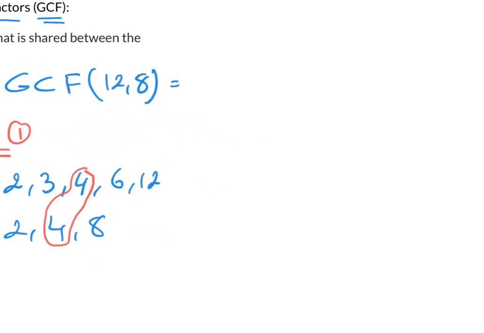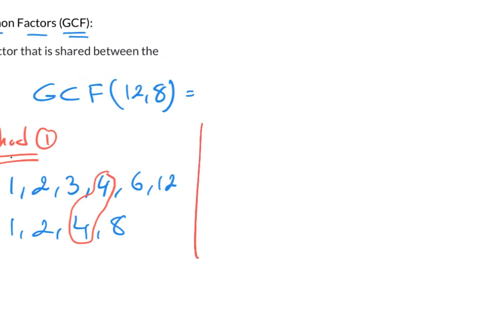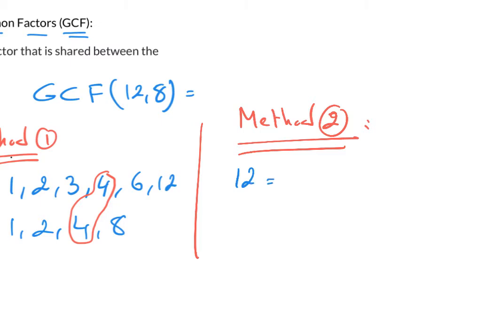For method number 2, which is the one I prefer, especially if you know the big factors of numbers, let's suppose I have 12. We know that 12 is 4 times 3. And we know that 8 is 4 times 2. Obviously, the greatest common factor is going to be the greatest number that is shared between the two numbers, which is going to be 4.